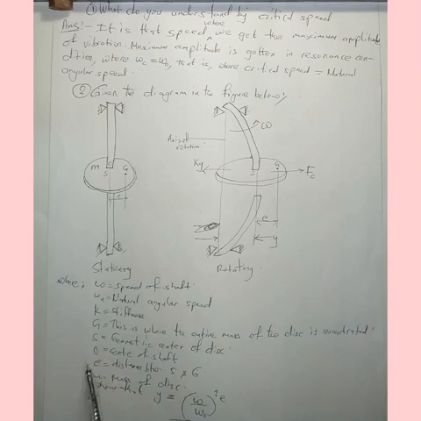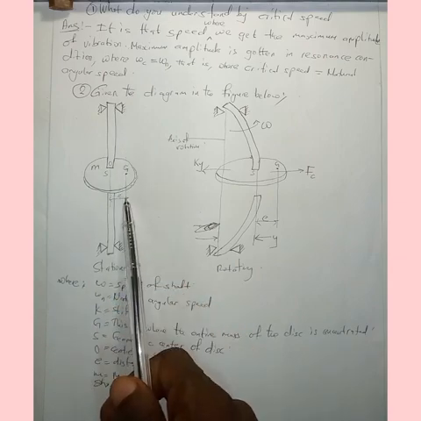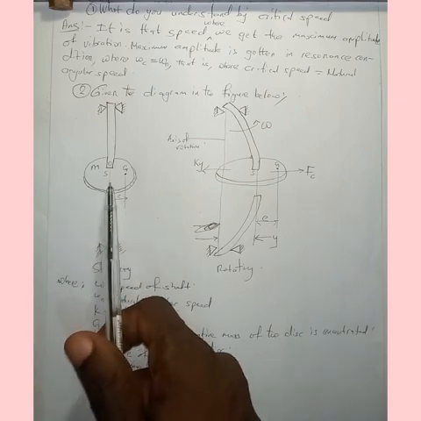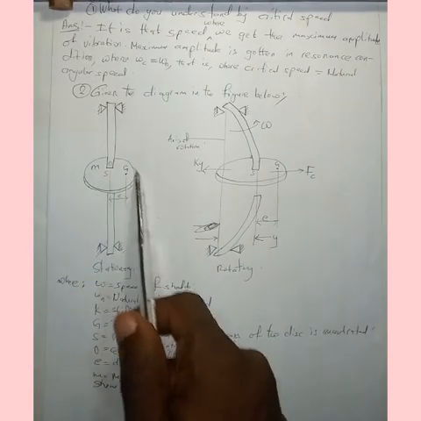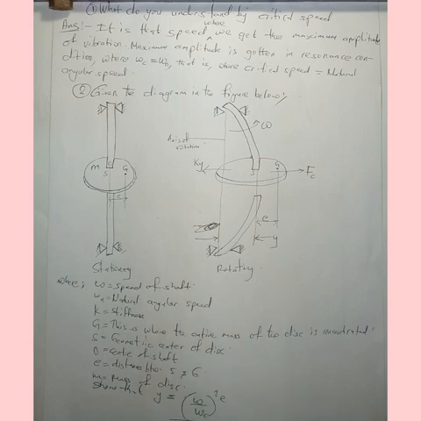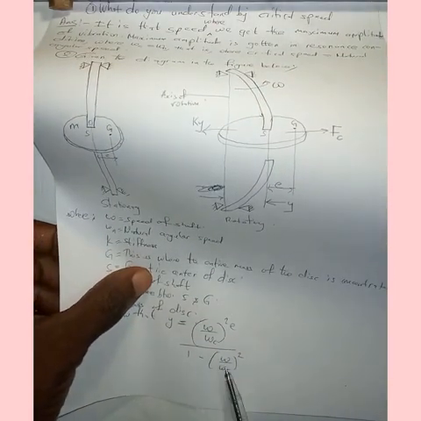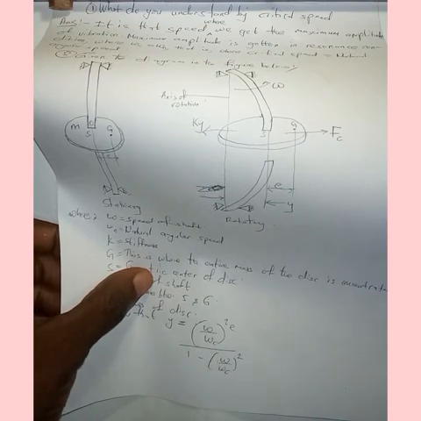Now we've been given e. e is the distance between S and G. Are you getting it? S is the geometric center of the disc, so this is your point S and this is your point O, while m is the mass of the disc. Now the question is, we are expected to show that y is equal to (omega over omega c) all squared times e, all over 1 minus (omega over omega c) squared. So we are expected to prove this.